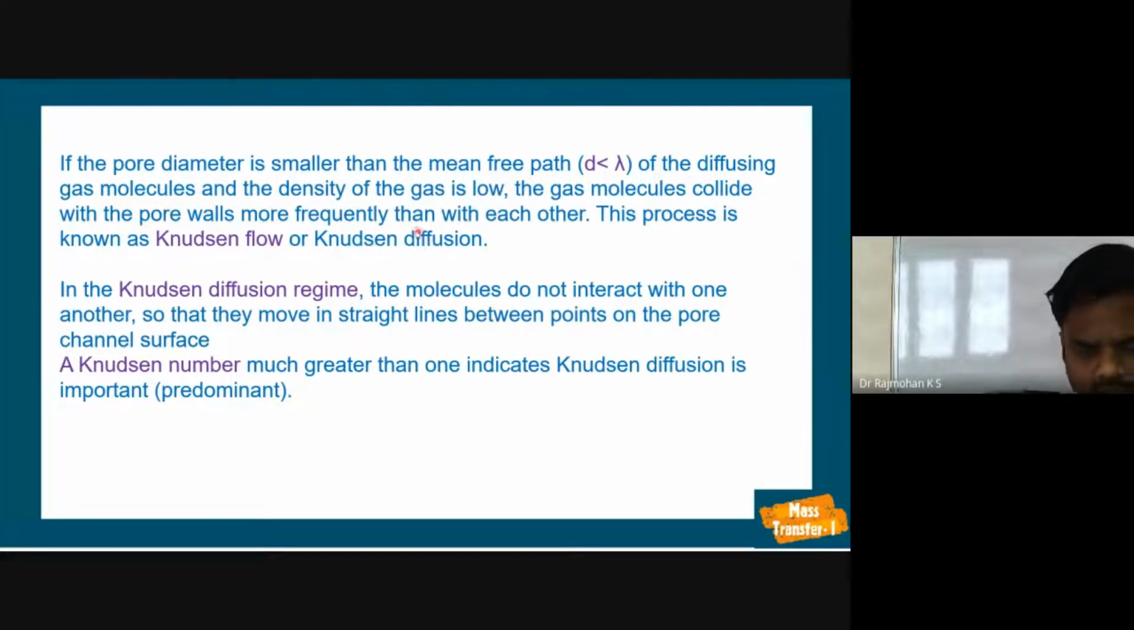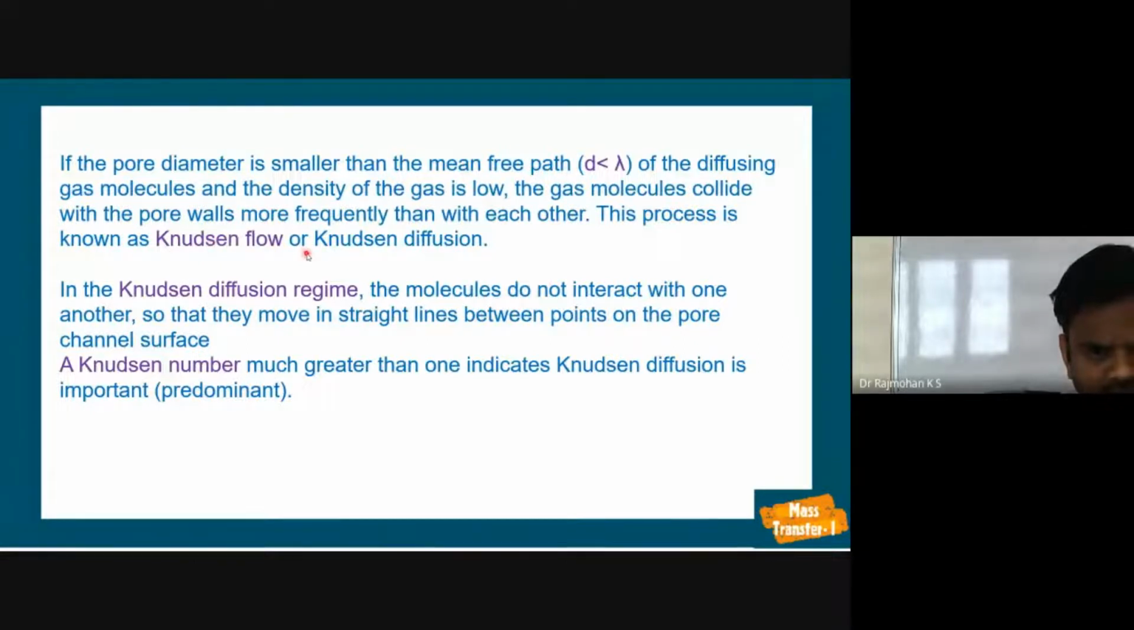So what do you say? When the diameter is very small, the probability of a molecule colliding with neighbor molecules is less, and it will collide with only the pore walls. So the probability is that it will more frequently hit the walls. That process is called Knudsen flow or Knudsen diffusion.